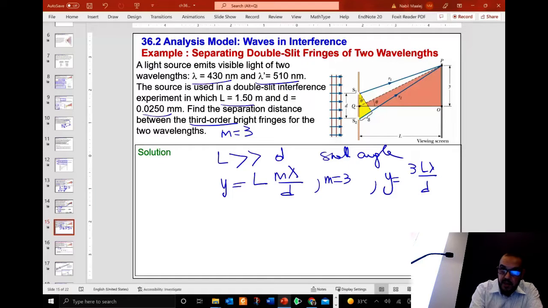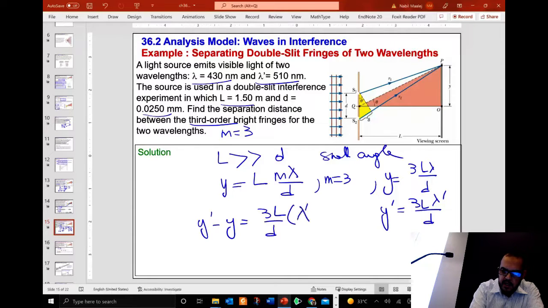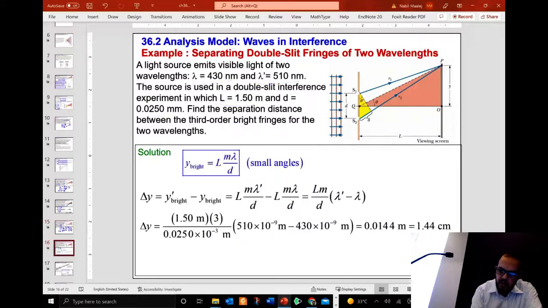Now let's do it for the other wavelength. Let's call it y prime, we get also 3 L lambda prime over d. We want the difference between the positions of the third order bright fringes, so let's do y prime minus y, which is going to be 3L over d times lambda prime minus lambda. When we solve for that, we get the distance is 1.44 centimeters.